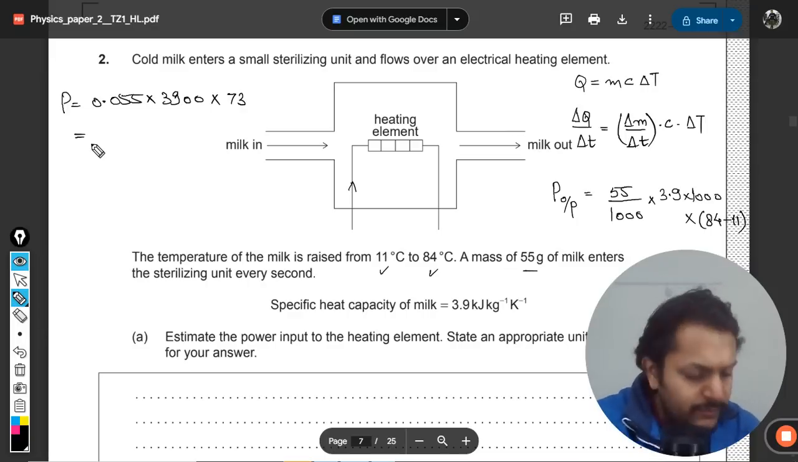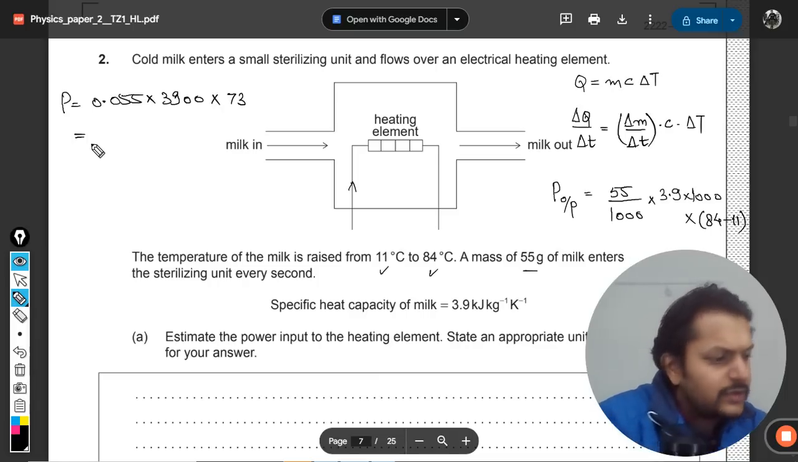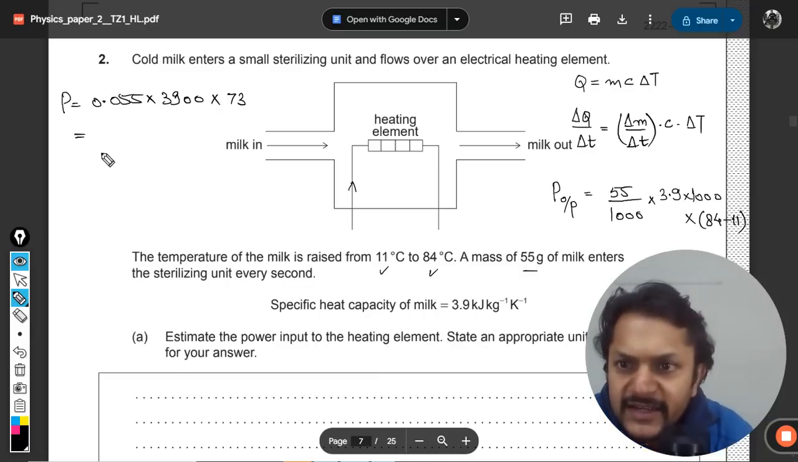And okay, so I would be using the calculator now. 0.055. Okay, so I'm getting the value as 15658.